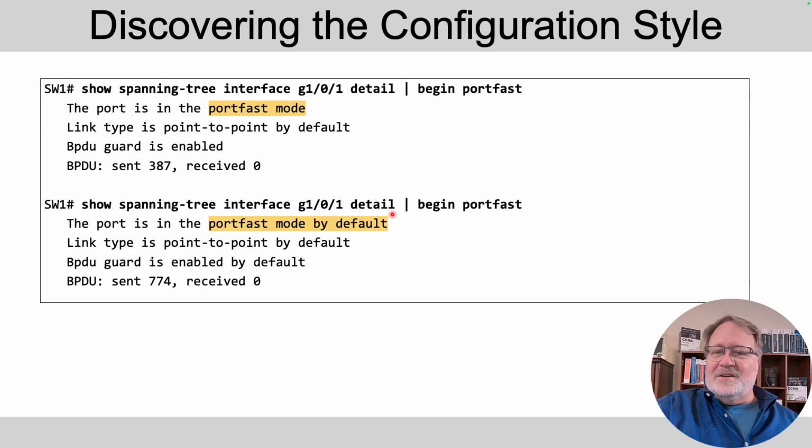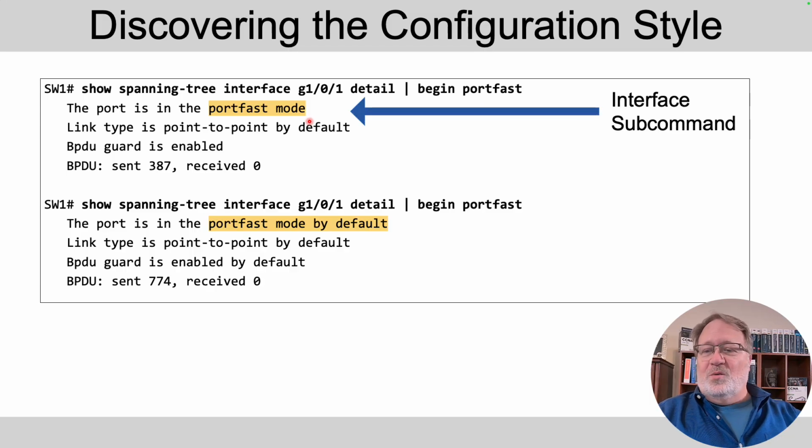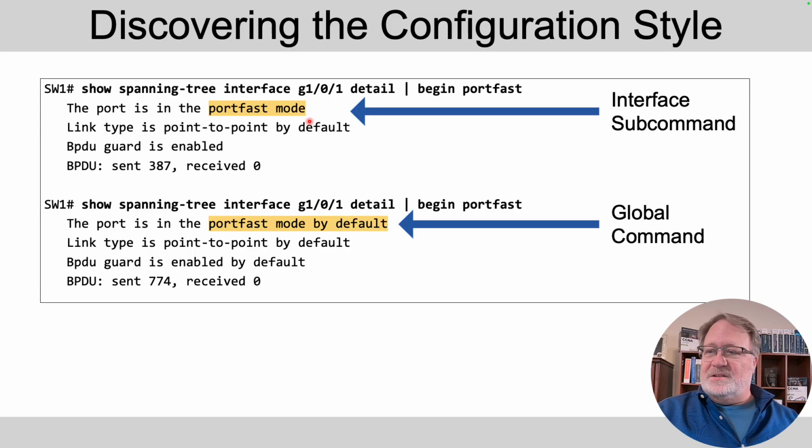Well, it turns out if you did this command first on an interface where PortFast is enabled because of that global command, and then on one where it's enabled with an interface subcommand, you're going to get different output. So up at the top is the one where it's enabled per the interface subcommand. The output says the port is in the PortFast mode, and the one that's enabled for the global command says the port is in the PortFast mode by default.